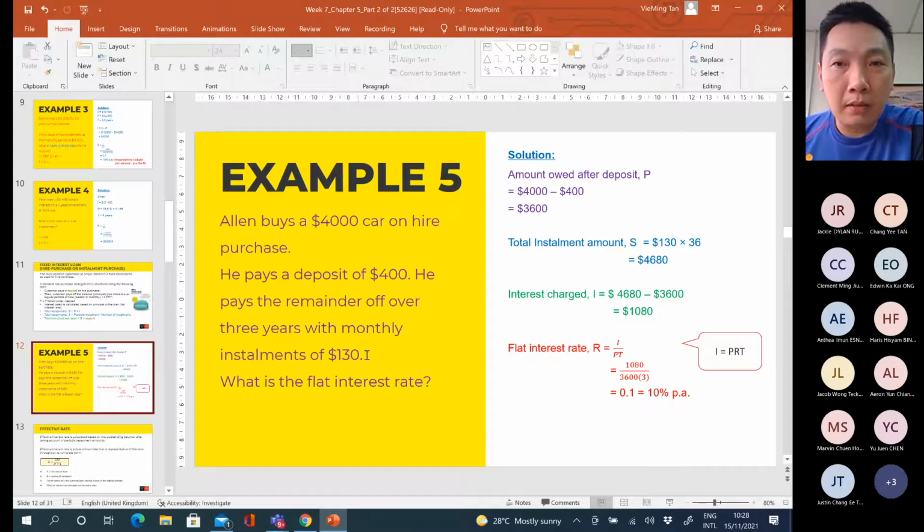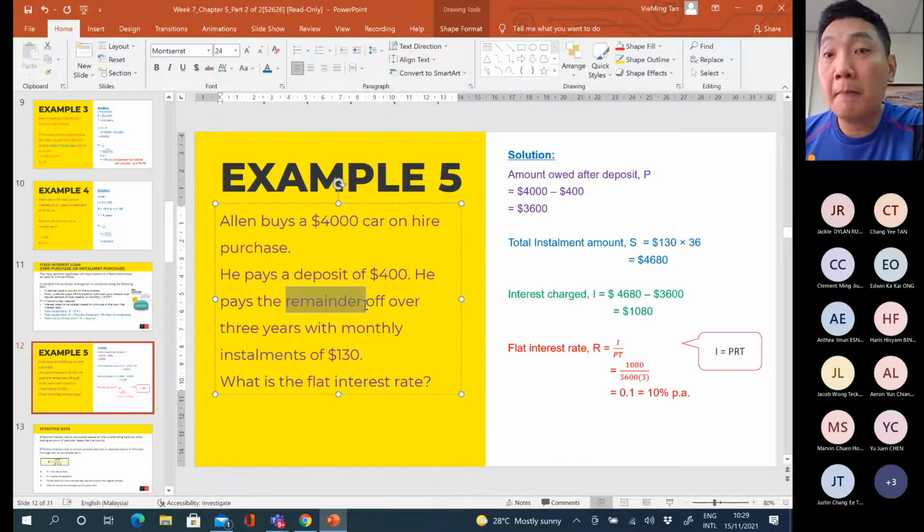The next sentence: he pays the remainder over 3 years. The remainder means the principal plus the I, this P plus the I, over 3 years. So the hire purchase agreement is within 3 years, and the monthly installment is 130. That means it is paid on a monthly basis. Every month he has to pay 130 for 3 years.